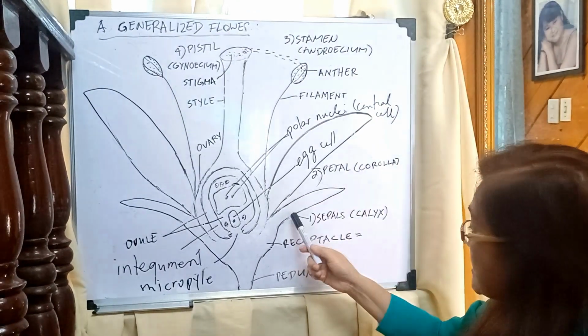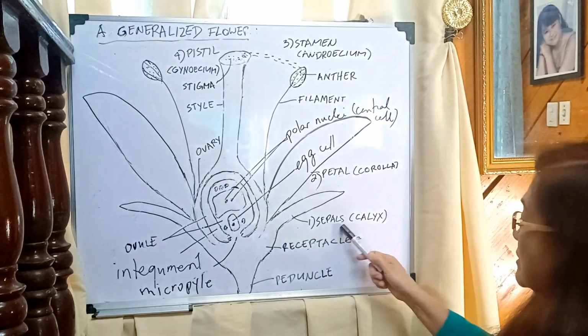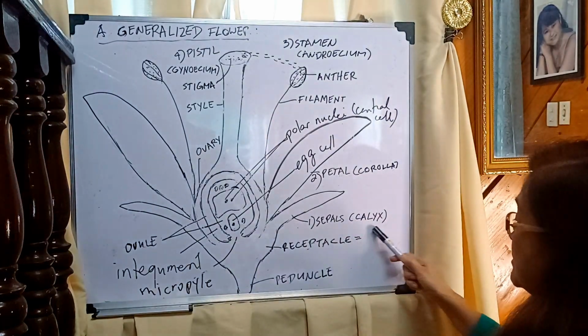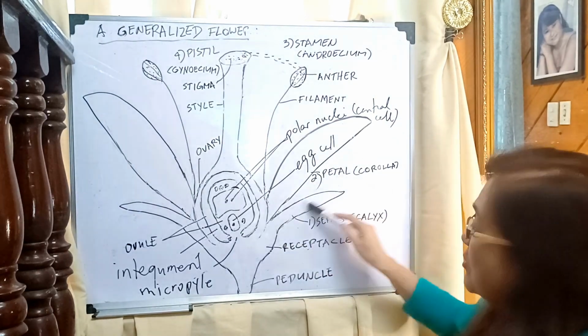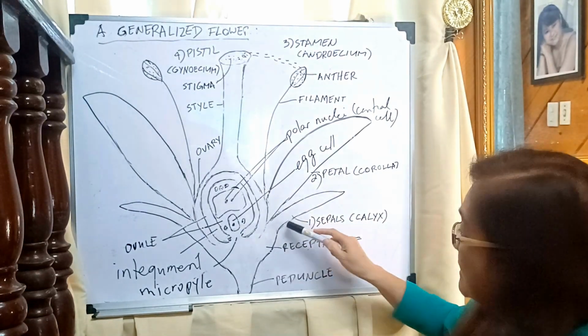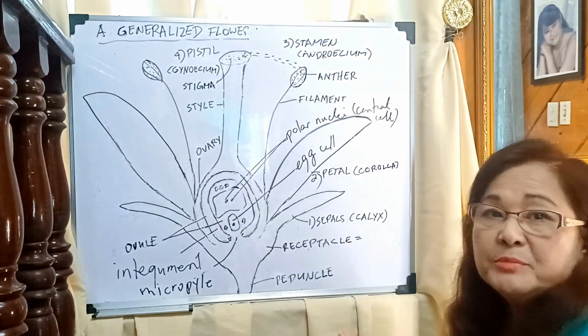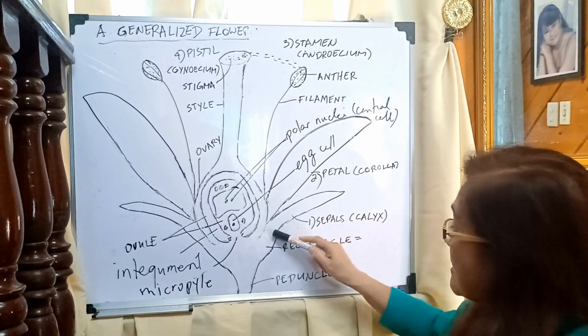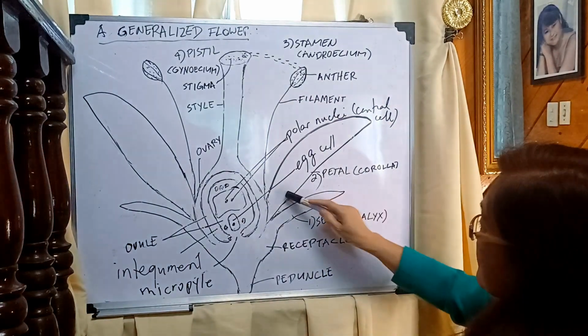So the first whorl is here. These are the sepals. Collectively, they constitute the calyx. The sepals are modified leaves, and their function is to protect the bud. So while the flower is still developing, it is wrapped by the sepal. The second whorl are the petals.